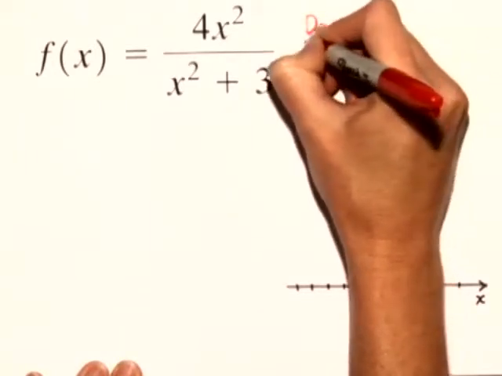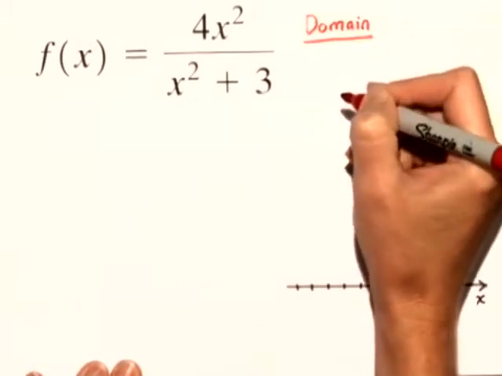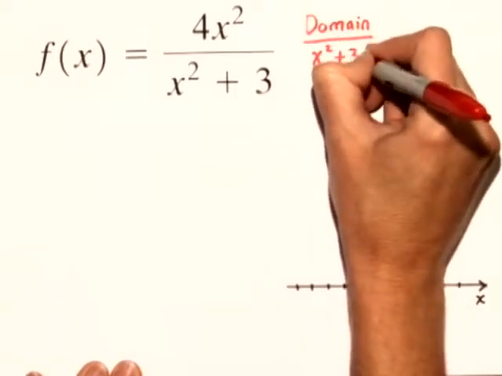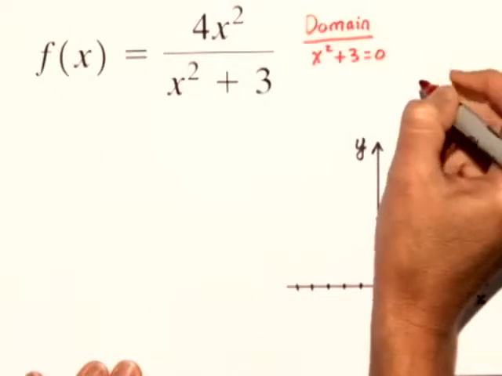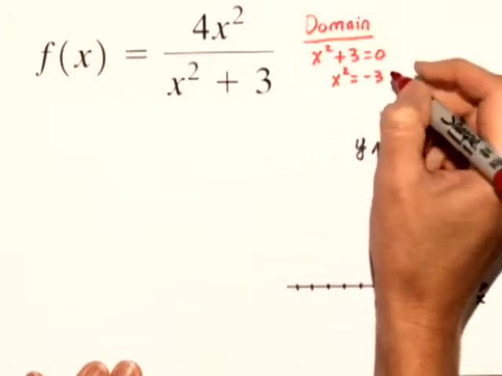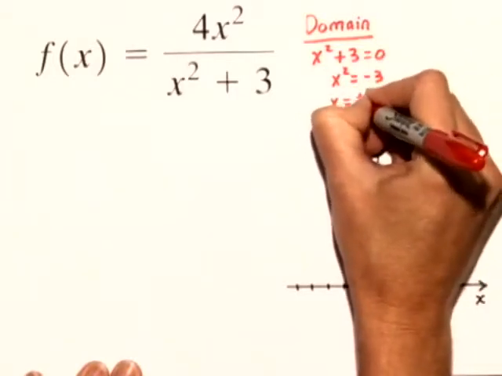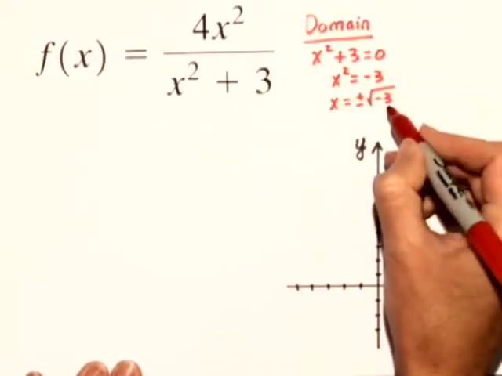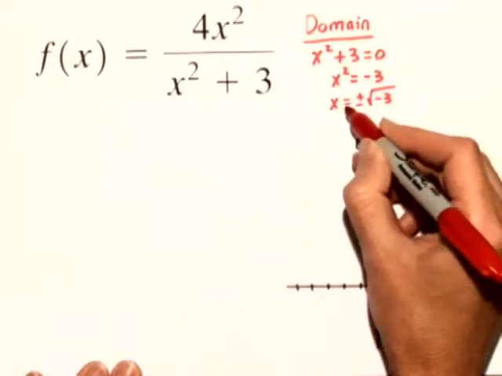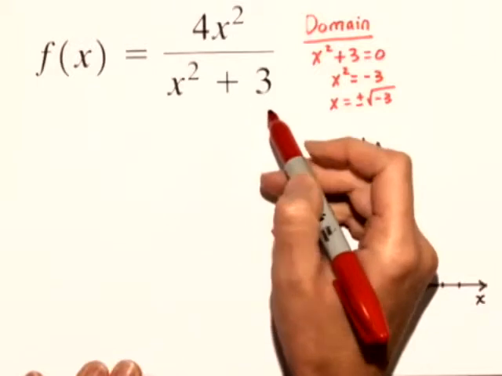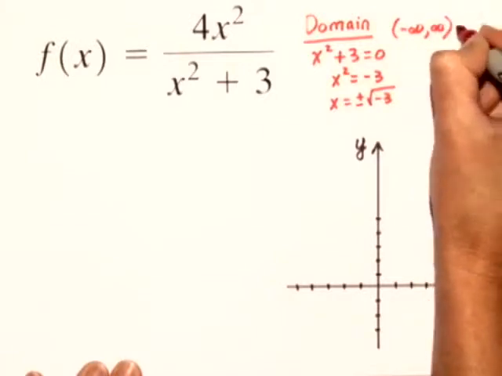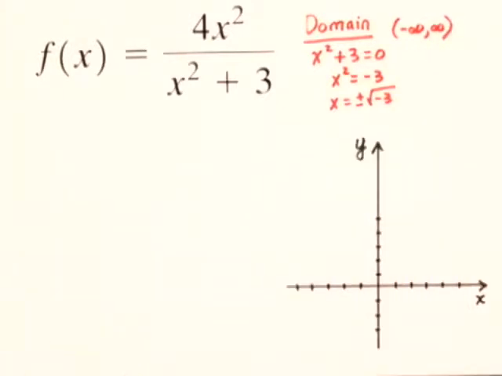We find the domain by letting x equal any real number except a value that makes the denominator 0. So let's set the denominator equal to 0 and solve. x squared plus 3 equals 0 means x squared equals negative 3. What happens if I take the square root of both sides? I would get x equals plus or minus the square root of negative 3. This is not a real number. This is an imaginary number or a complex number. Therefore, there is no value that will make the denominator 0. So therefore, we can say that our domain is any real value from negative to positive infinity. We can let x equal any real number.